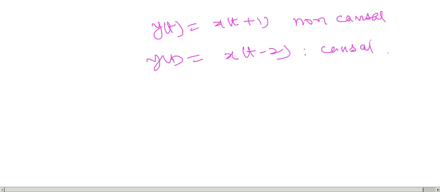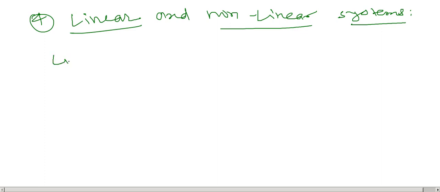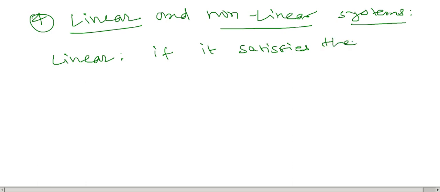The fourth classification is linear and non-linear, a very important classification. This is linear and non-linear systems. A system is said to be linear if it satisfies the principle of superposition.